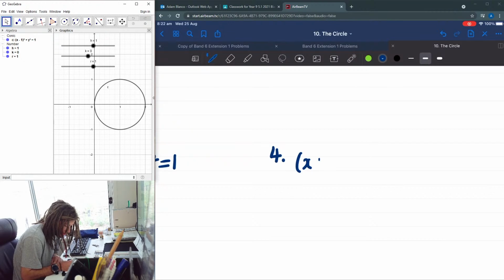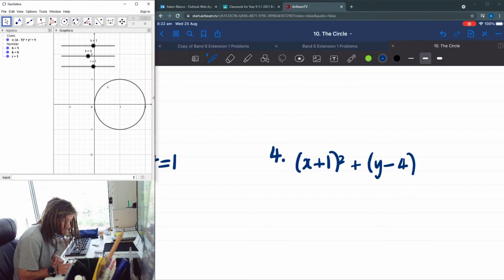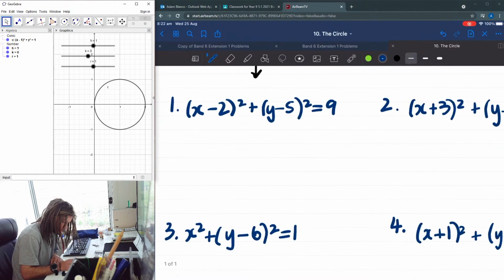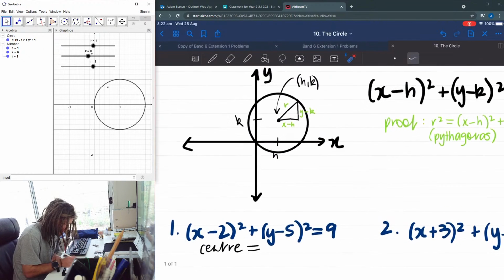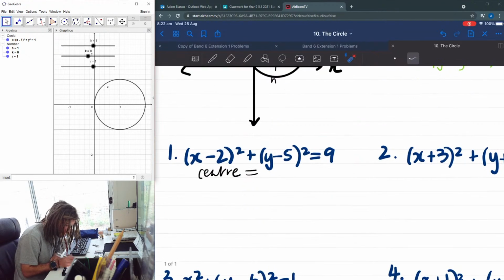Okay, so what we're going to do is start each of these by identifying what the center is and what the radius is. And once you've done that, that's pretty much it. So here, the center is pretty much the opposite. Like here, this is the point h, k, and I've got a minus h and a minus k. So here I've got a minus 2 and a minus 5. So my center is kind of like the opposite.